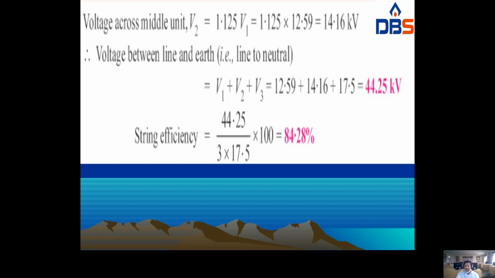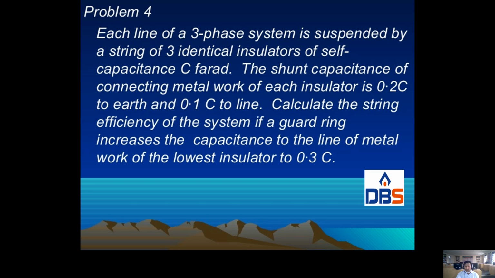So three different situations. And fourth problem, each line of a three-phase system is suspended by a string of three identical insulators. Again they have given three insulators. Self capacitance C farad, shunt capacitance is 0.2 C to earth and 0.1 C to line. Calculate the string efficiency of the system if a guard ring increases the capacitance to the line of the metal work of the lowest insulator to 0.3 C. So this is the improving method of string efficiency by using the guard ring method.